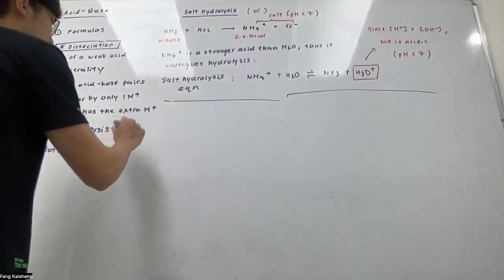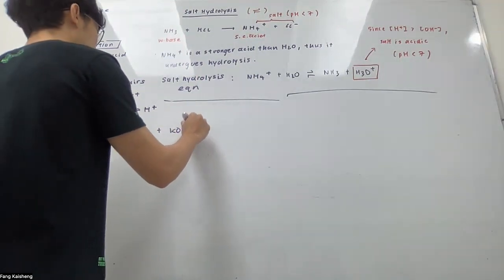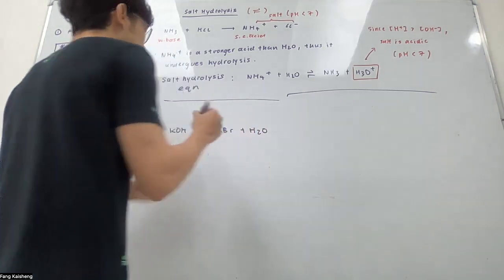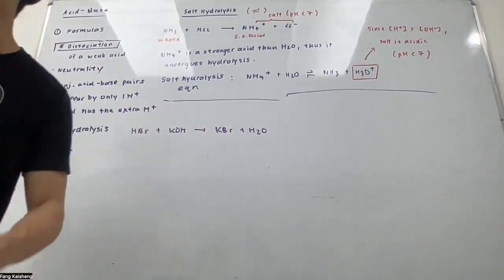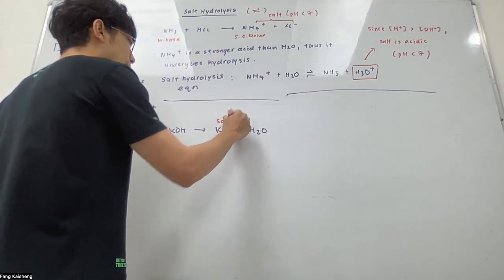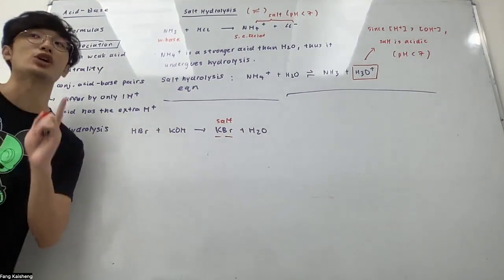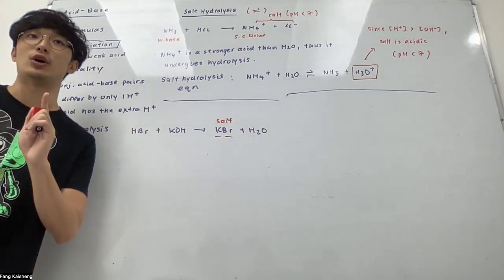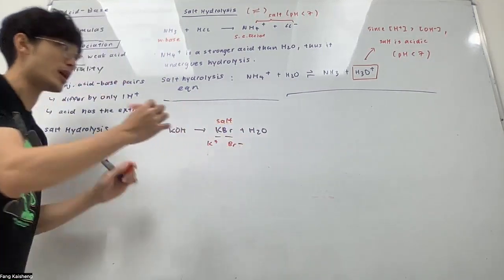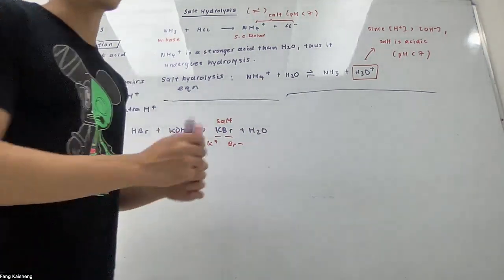What do I mean by that? How do you form KBr? KBr is formed via HBr and KOH. So you form KBr and water. What is this question trying to ask you to do? I want you to try out. This is obviously the salt, and the salt is made up of two ions. You need to check each ion whether they get hydrolyzed or not. K+, Br minus. What's the explanation for each ion? Can they hydrolyze?